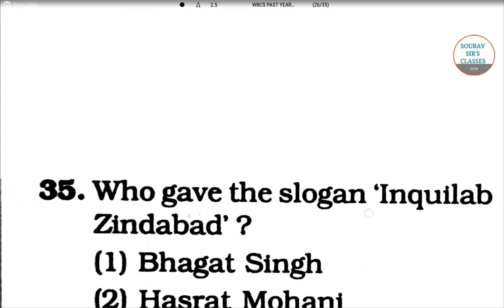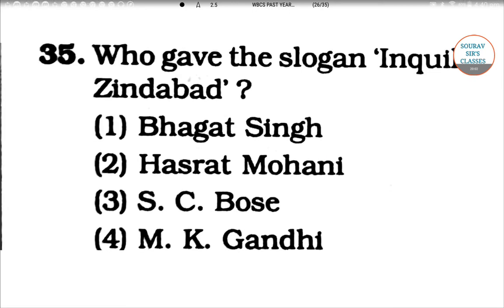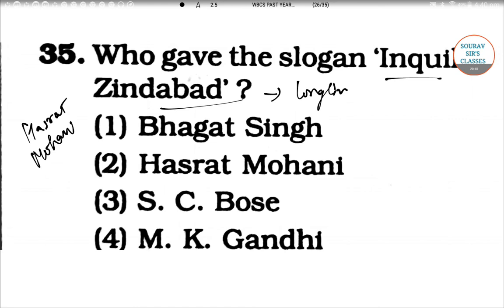Who gave the slogan of Inqilab Zindabad? Bhagat Singh, Hasrat Mohani, Subhash Chandra Bose, or M.K. Gandhi? So it was first given by Hasrat Mohani. Inqilab Zindabad means long live the revolution. It was first used by revolutionaries in 1929, when Bhagat Singh shouted it after bombing the Central Assembly in 1929.